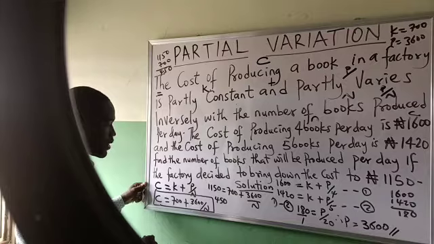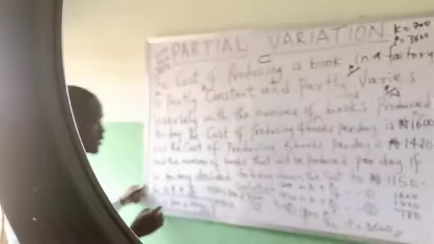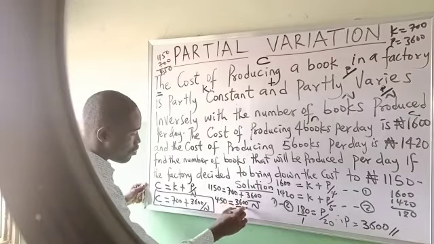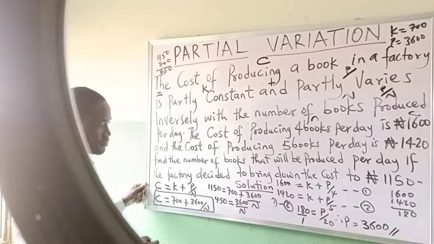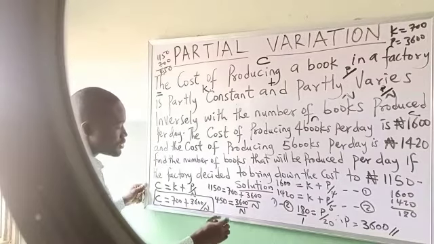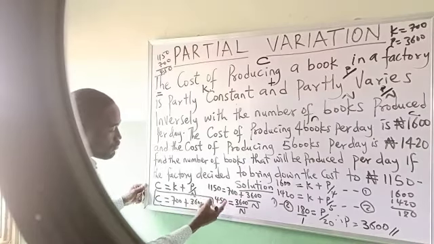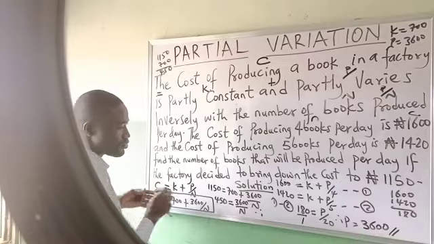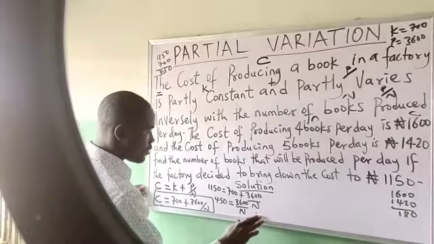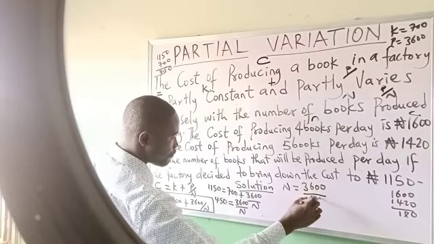450. Okay, you now say it is equal to 3600 over n. That means our n will be equal to 3600 over 450. Therefore, our n equals 3600 over 450.